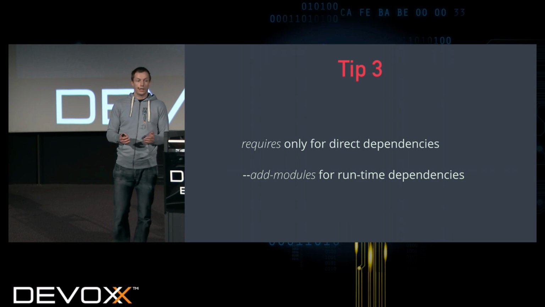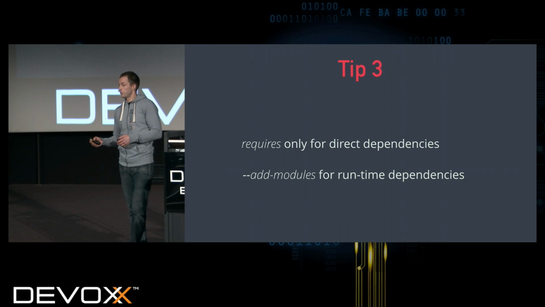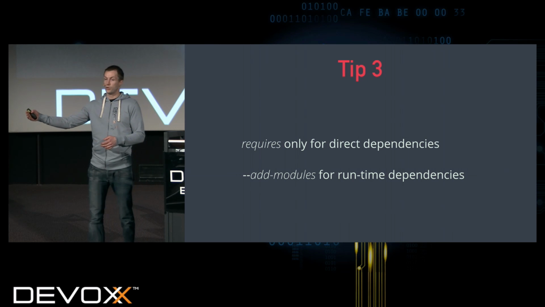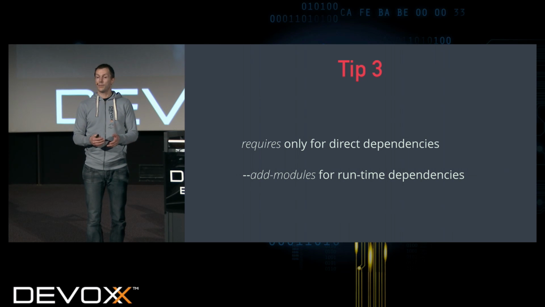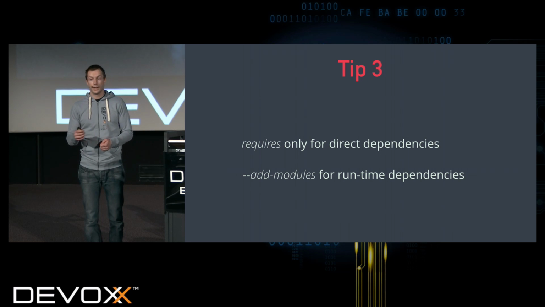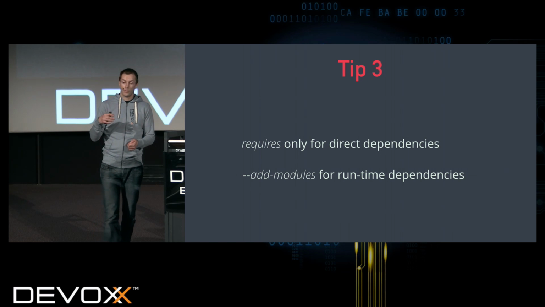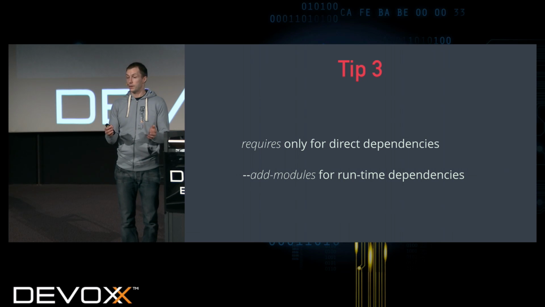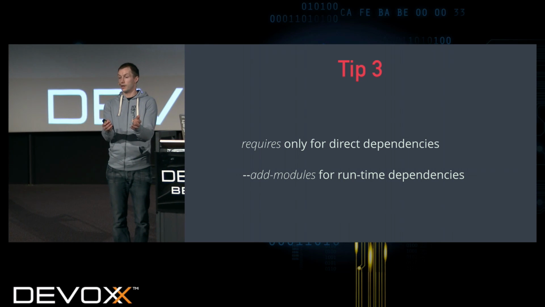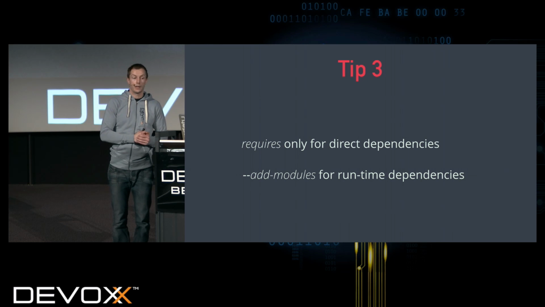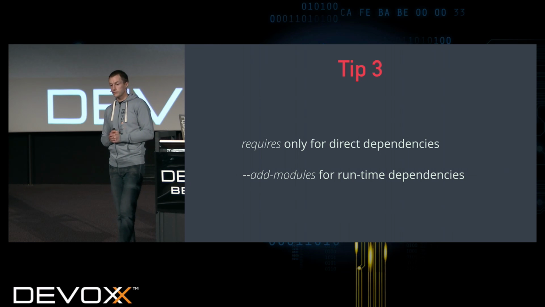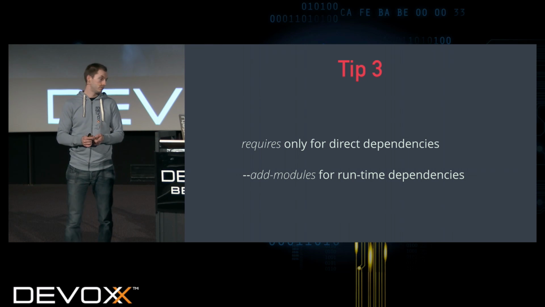So just use a require when you have a direct dependency from your code to some other module. If there's just a transitive dependency, and a transitive dependency that was not added to the module graph yet because this dependency that you're using was not a module yet, prefer to use add modules.